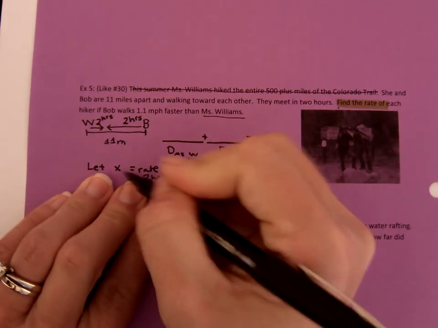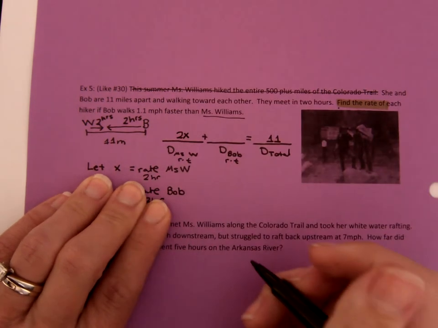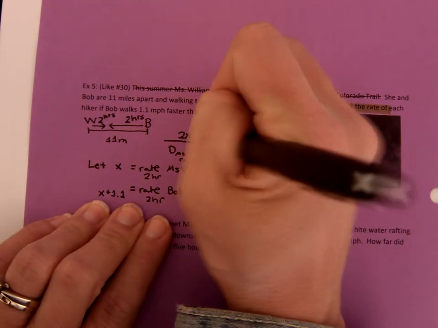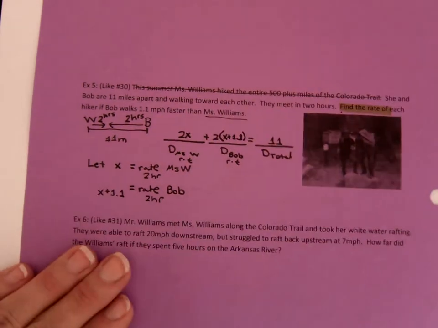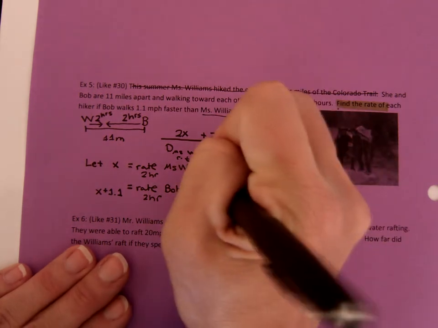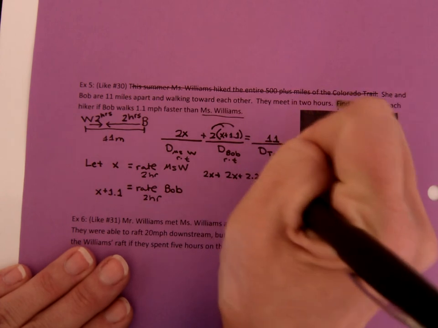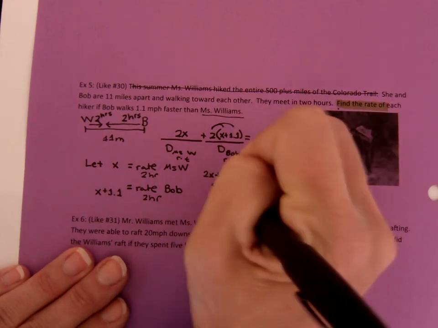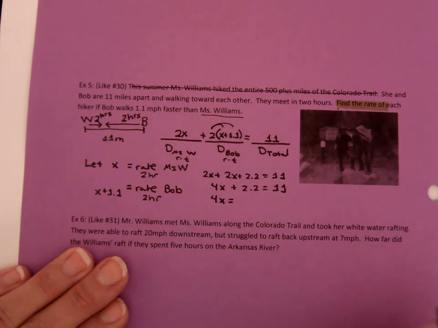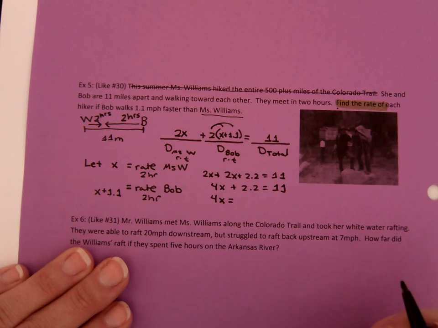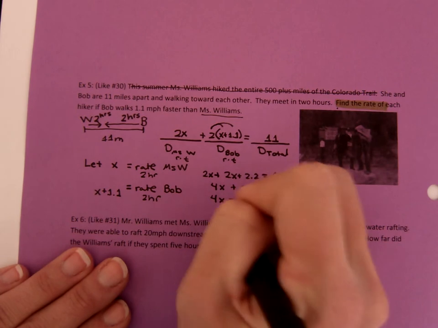Rate times time, 2x for Miss W. For Bob, 2 times quantity x plus 1.1. Let's continue on. 2x plus distribute. 2x plus 2.2 is equal to 11. So I have 4x plus 2.2 is equal to 11. If I subtract over 2.2, I have 8.8. Ooh, that's nice to divide by. Divide by 4, what do we get?